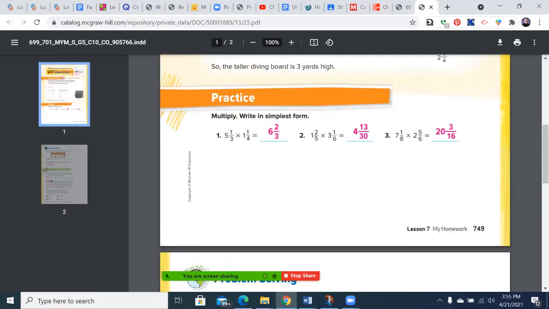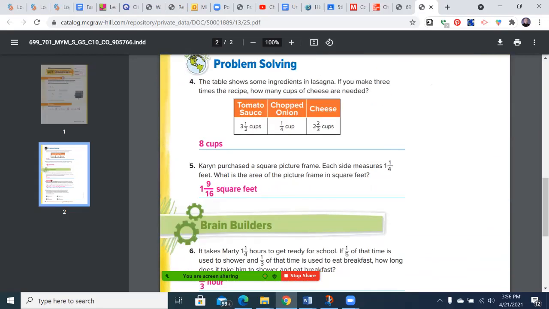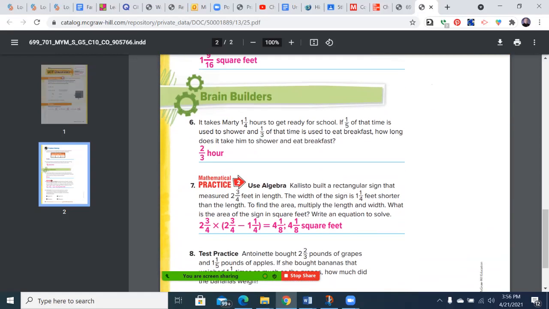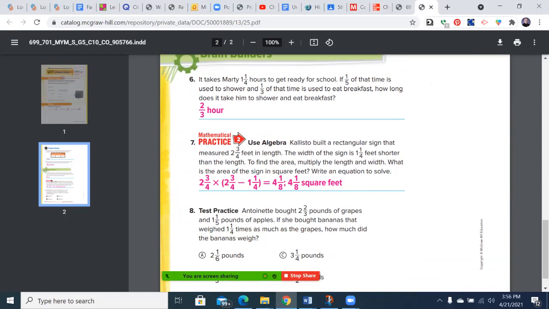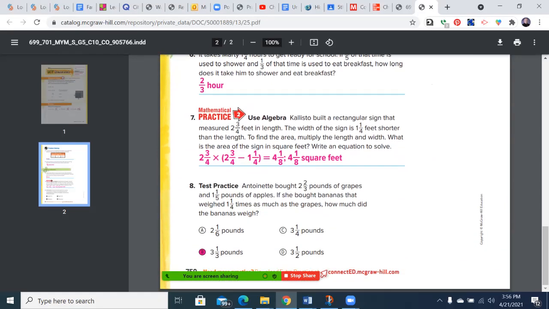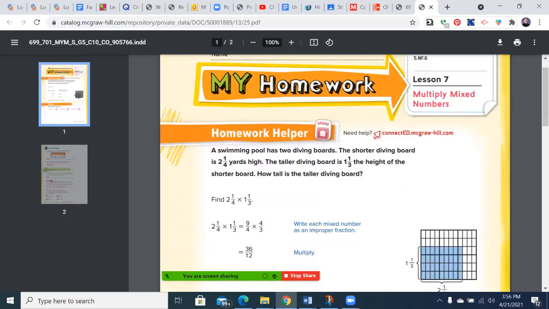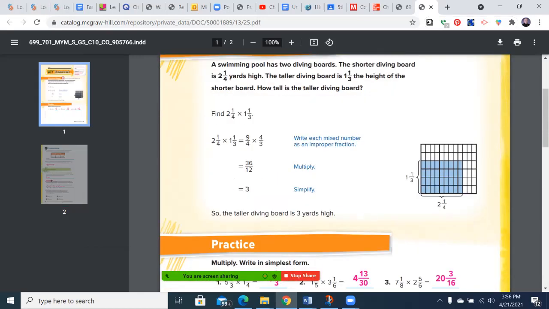You should be having little multiplication problems written around your page. You might even be using a multiplication chart. It all depends. See a table? Our answer is 8 cups. And we have 1 9/16 square feet, 2/3 of an hour, and then 4 1/8 square feet, and 3 1/3 pounds. Just remember to follow these steps and you'll be good to go.